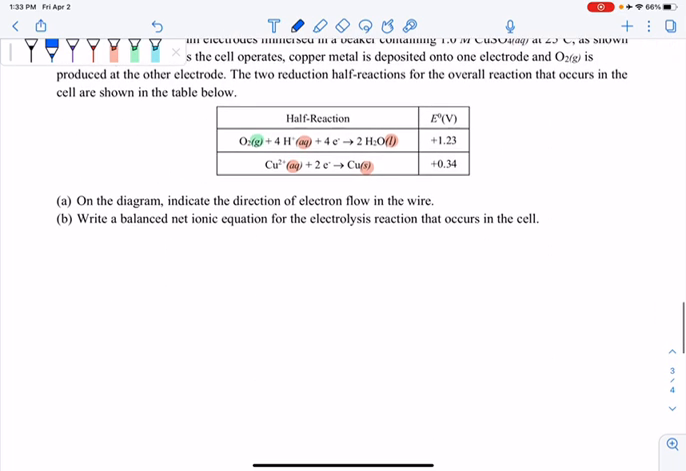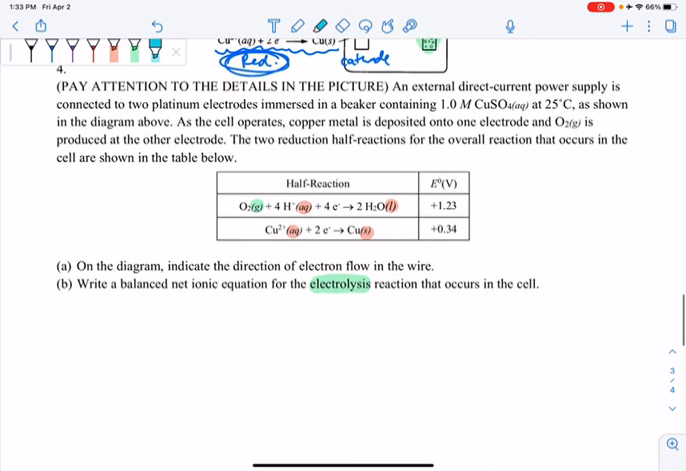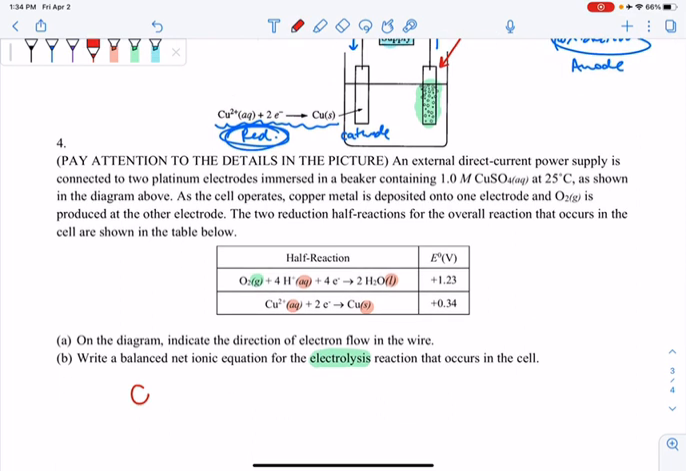So let's write a balanced net ionic equation for this electrolysis reaction. What is electrolysis? Electrolysis is just an electrochemical reaction that is powered by some outside source. So maybe a battery, you plug something into the wall. It's really not that different. So the most important thing in a balanced net ionic reaction for electrochemistry is that the electrons need to cancel out. So what are our two reactions?